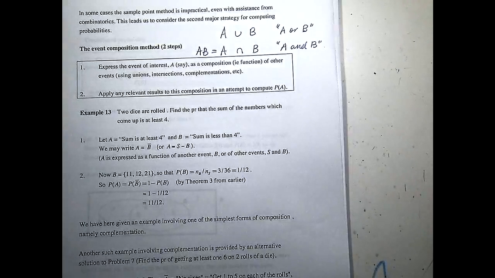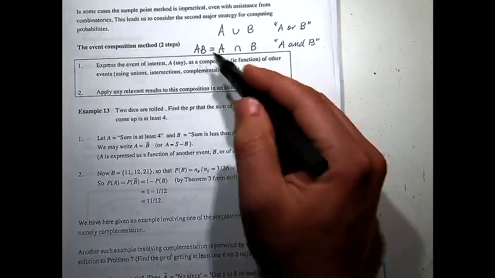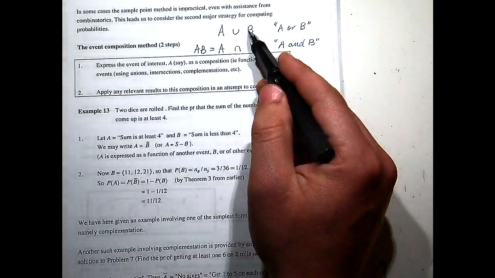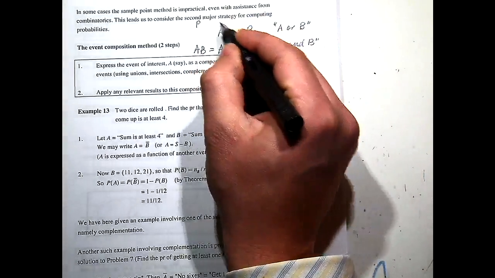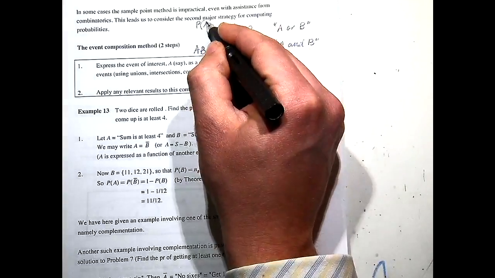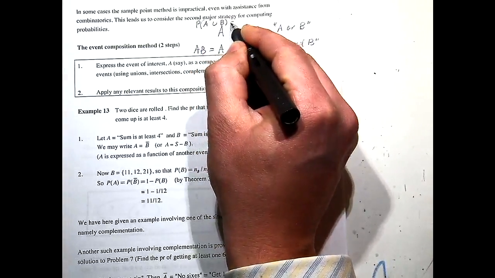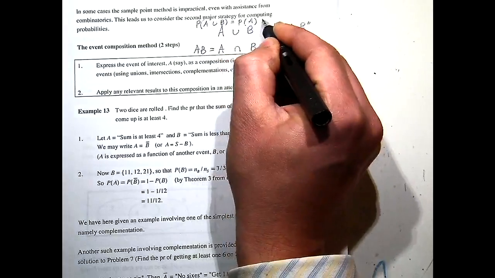Now, if I have, neither of these directly gives us, the closest thing we have to a direct way of getting it from unions and intersections is probability of A union B equals probability of A plus probability of B.